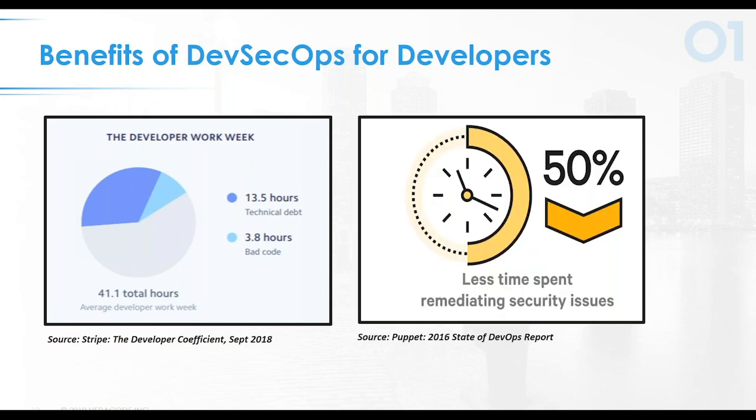In fact, the Puppet Labs State of DevOps report states that high-performing teams like Vinita's spend 50% less time on remediating security issues because they address security at every stage of the software development lifecycle instead of retrofitting security at the end. So for developers, this means you're spending less time on fixing bugs and security issues, giving you more time back. So Vinita, do developers typically enjoy spending time on fixing bugs and security issues?